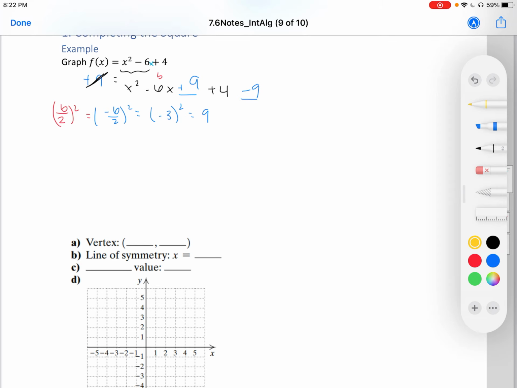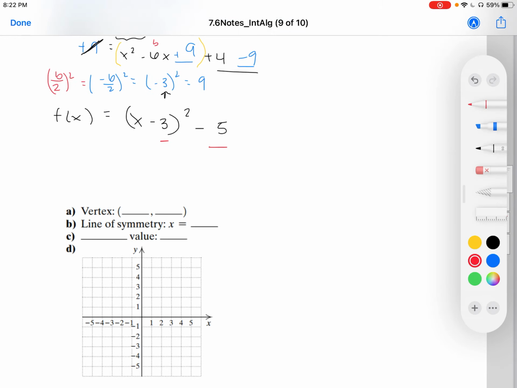Now the whole purpose of this is so that we can complete the square with this perfect square trinomial. So that factors to be x, and it's always the number before you square, minus 3 squared. And then I have negative 4 minus 9, minus 5. We have completed the square. Now why do we do this? We do this because we can easily pick out our vertex. What is our vertex? We have a negative 3 and a negative 5. So that means our vertex is positive 3 and negative 5.